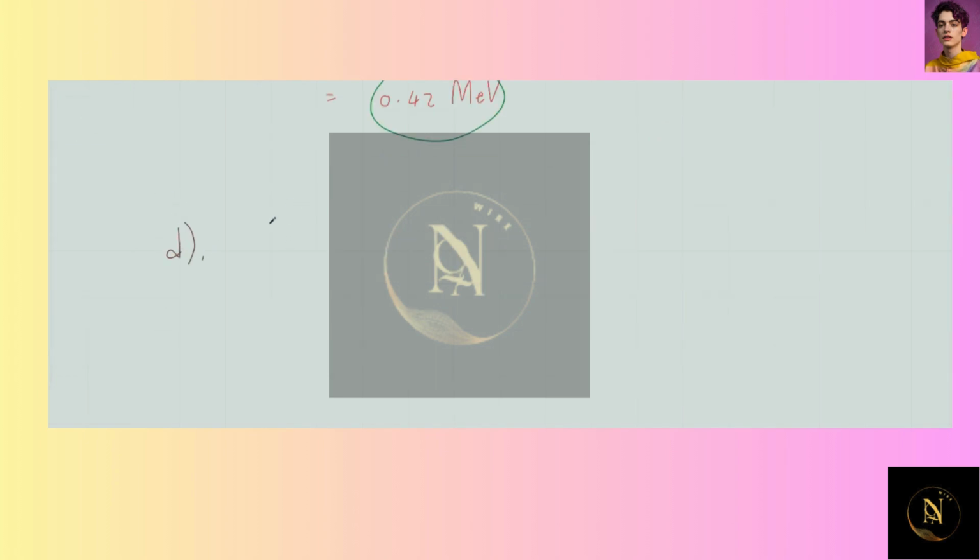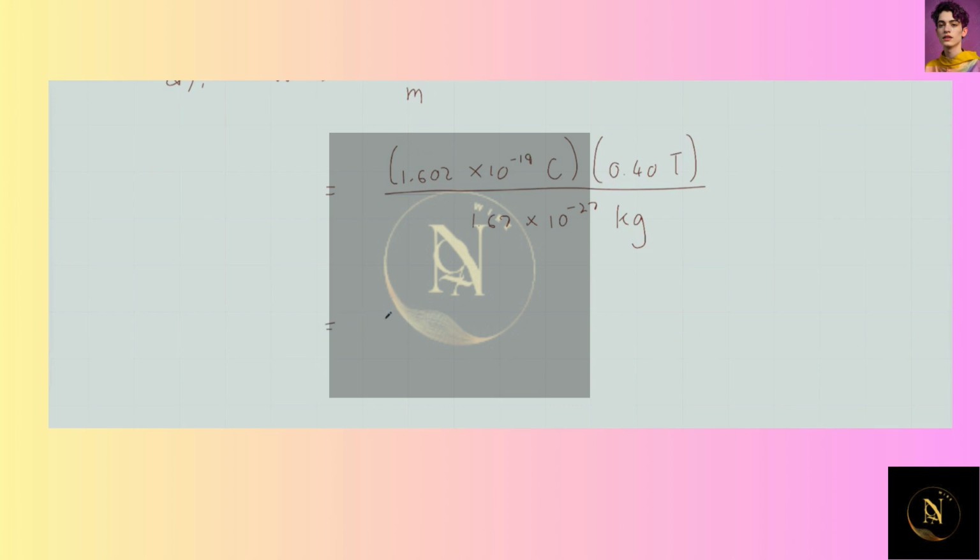Lastly, for part D, the angular speed omega is equal to the magnitude of the charge Q times the magnetic field B divided by the mass m. And so this is 1.602 times 10 to the minus 19 coulombs times the magnetic field 0.4 Teslas divided by the mass of the proton 1.67 times 10 to the minus 27 kg. This is an angular speed of 3.8 times 10 to the power 7 radians per second.